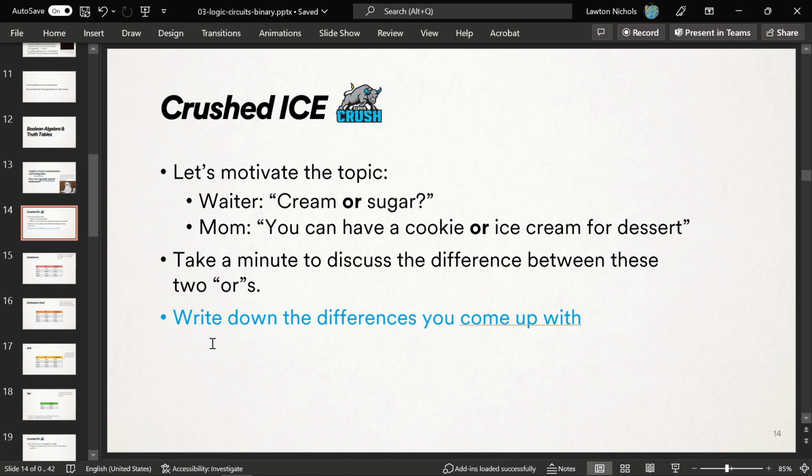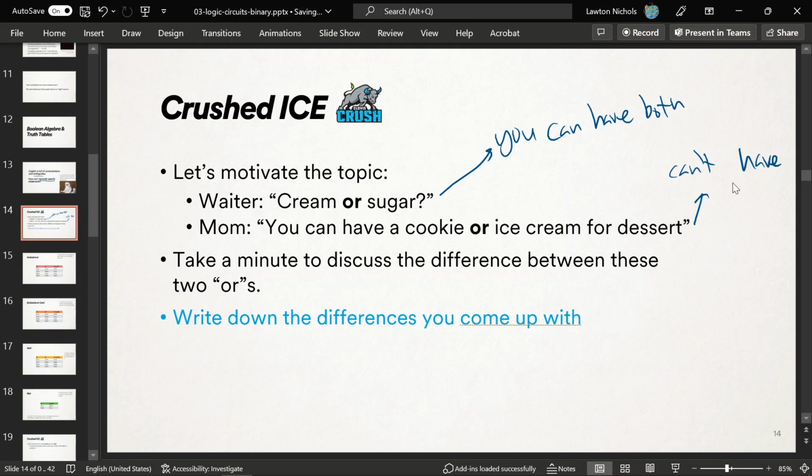Okay? So, first or, you're a paying customer. You can have both, right? Second or, mom will not let you have both. Do we all see that? Alright, so this is why we don't want to use English when we're formally specifying things in a logical way. We would like to instead use some form of math. Okay, so let me teach you that math.